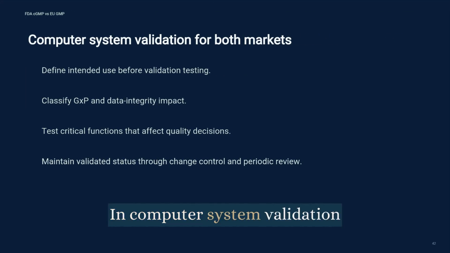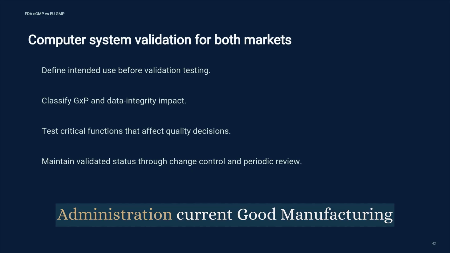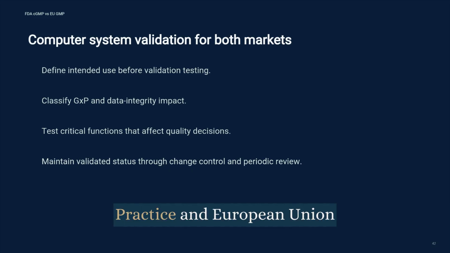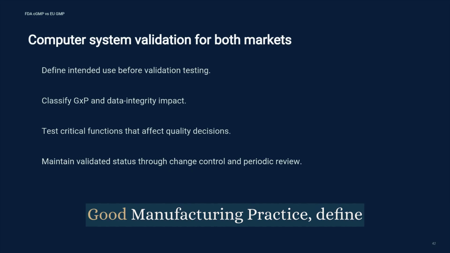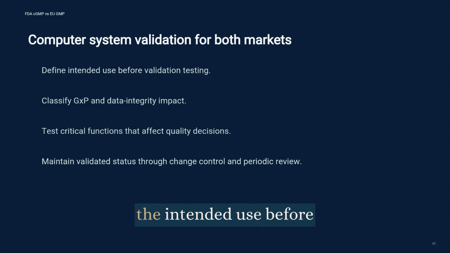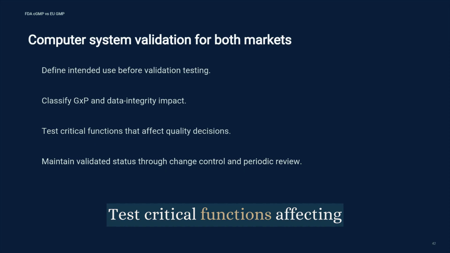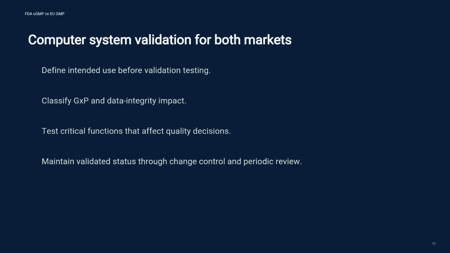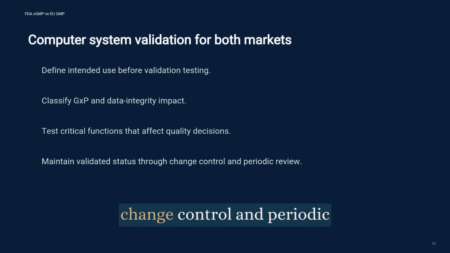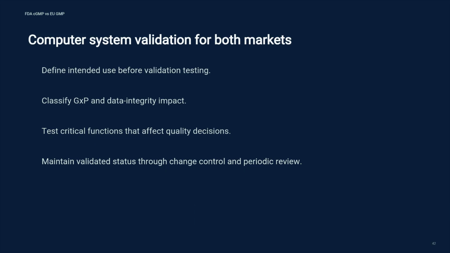In computer system validation for Food and Drug Administration current good manufacturing practice and European Union good manufacturing practice, define the intended use before validation testing. Classify good practice and data integrity impact. Test critical functions affecting quality decisions. Maintain validated status through change control and periodic review.